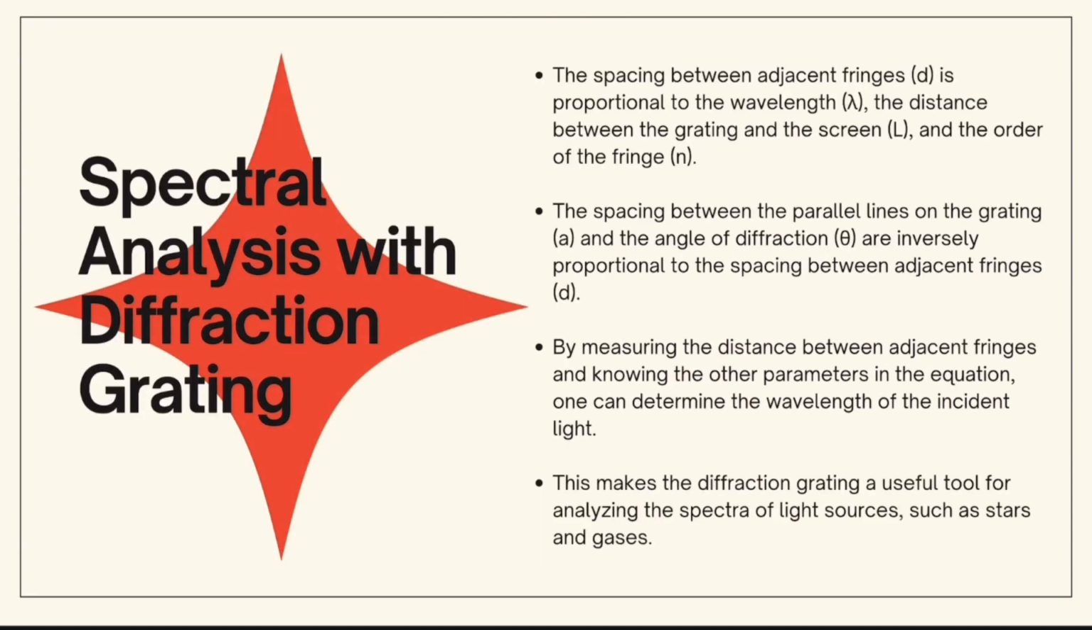Now we have our analysis. The spacing between adjacent fringes is proportional to the wavelength, the distance between the grating and the screen, and the order of the fringe. By measuring the distance between adjacent fringes and knowing the other parameters in the equation, one can determine the wavelength of the incident light. This makes the diffraction grating a useful tool for analyzing the spectra of light sources such as stars and gases.